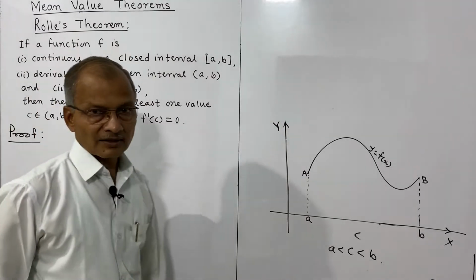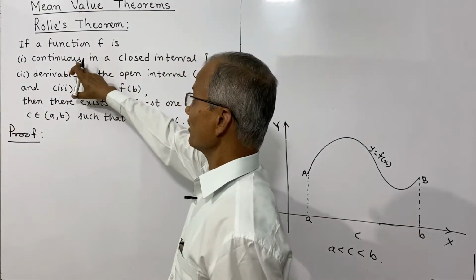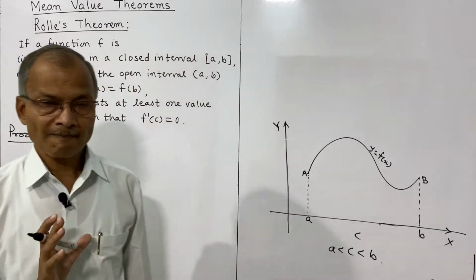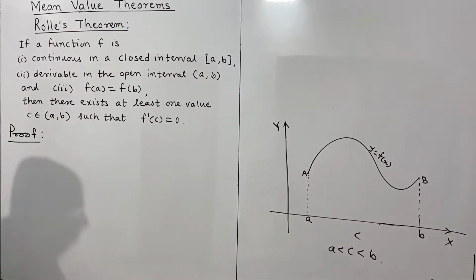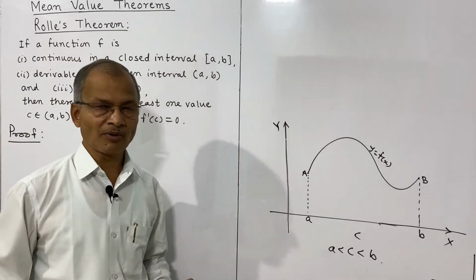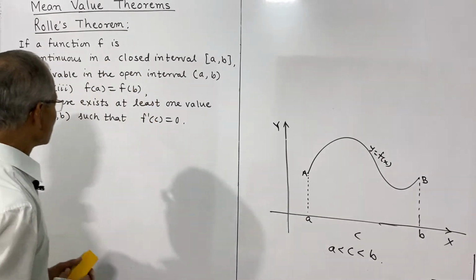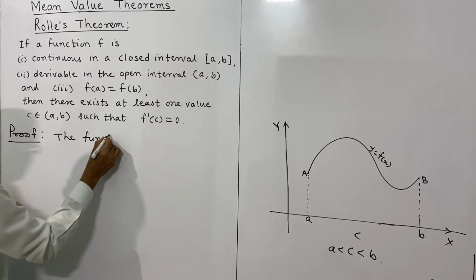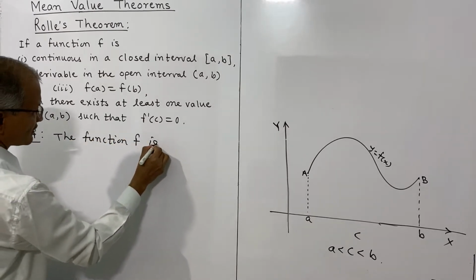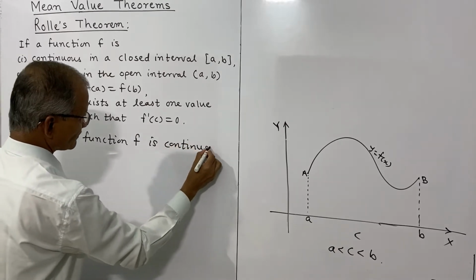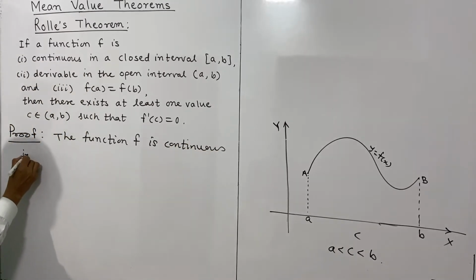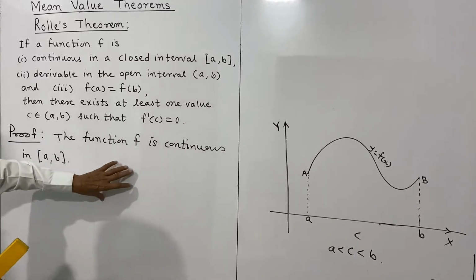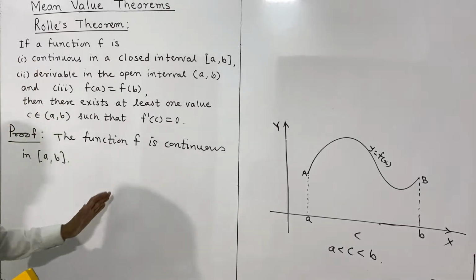See here, given that f is a continuous function in the closed interval a b, and by the property of continuous functions, f must attain a maximum value and minimum value in the interval a b. So the function f is continuous in the closed interval a b. Therefore there exists a maximum value, say the greatest value capital M.